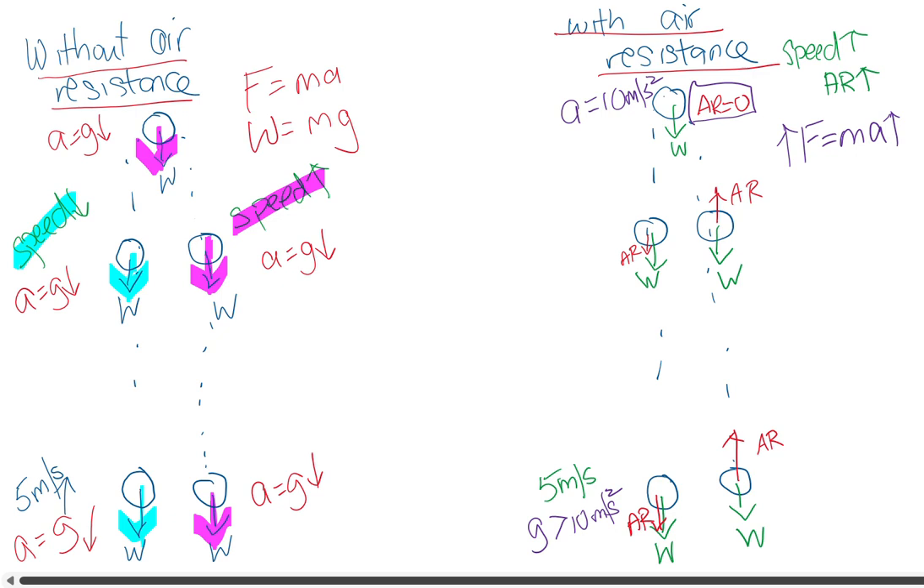And with this, okay, if you can follow the logic so far, you will also realize that the acceleration in this case will be less than 10. Because why? The net force is actually less than weight. And finally, by the time you speed up to a point where air resistance is equals to weight, your acceleration will be equals to 0.